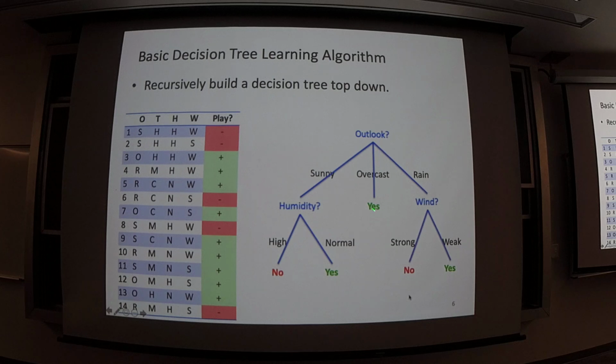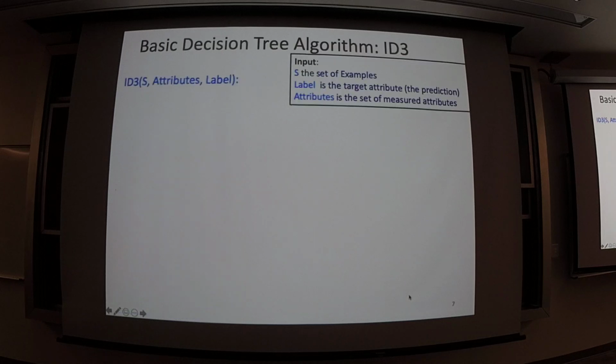For overcast examples, you'll see that all the examples have the same label, so positive label. So you end up with a leaf node. And for the rain examples, we're going to further choose the wind feature to split the data set and expand the tree. You end up with 2 other leaves. So now let us look at the algorithm framework which ends up with this tree.